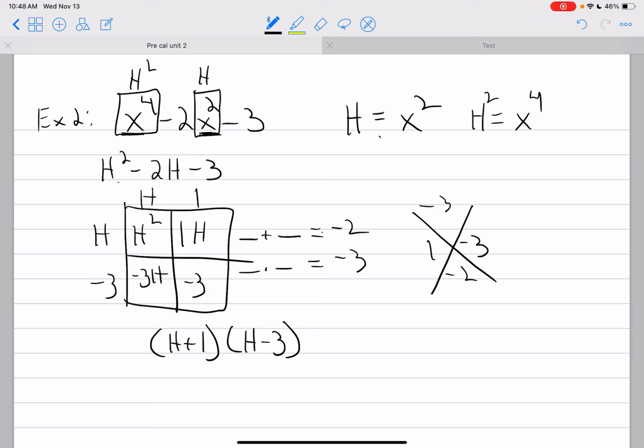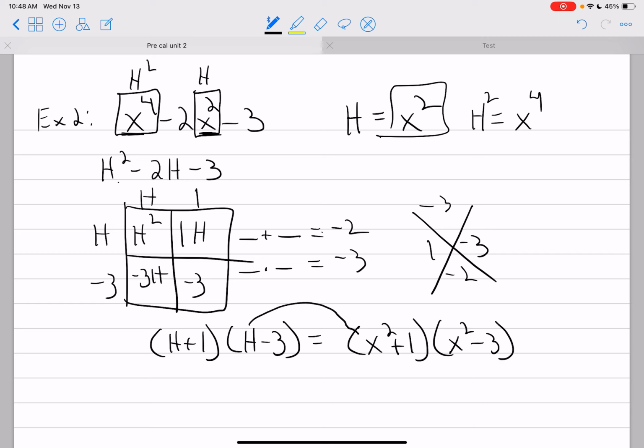And then, remembering that h is actually x squared, I end up with my factorization: x squared plus 1 times x squared minus 3. Because remember, h equals x squared. Oops. Should have put it in the right place. H equals x squared, as we said up here.